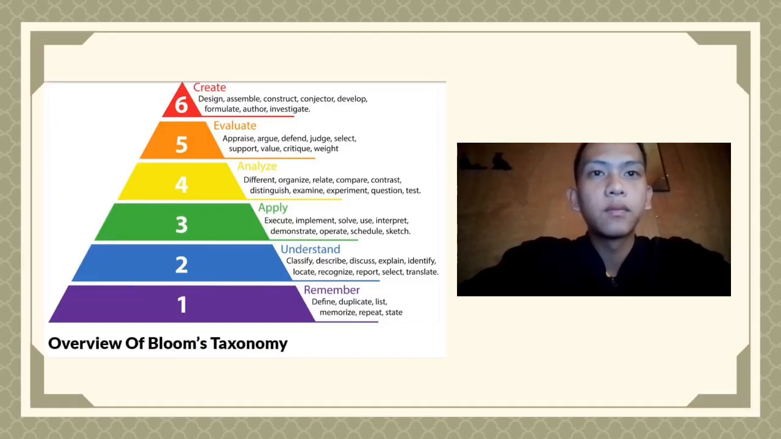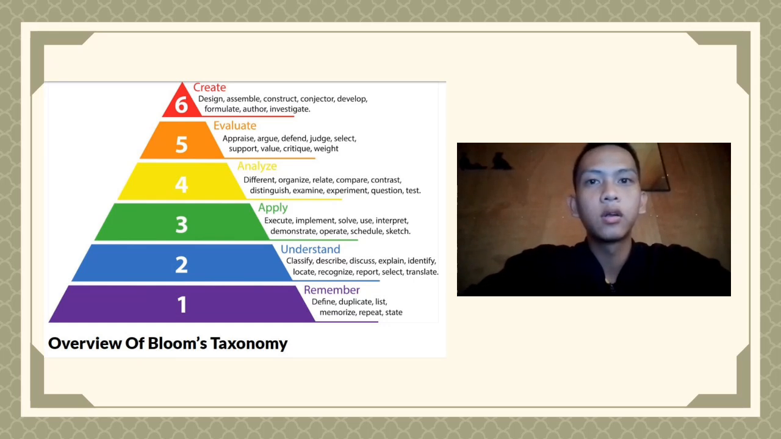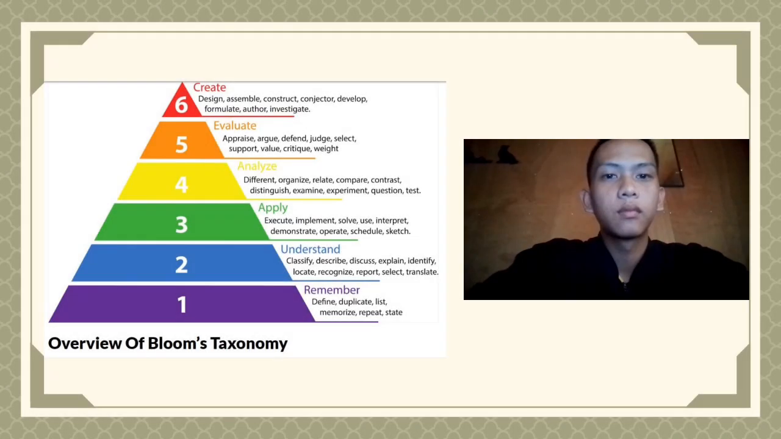So the next topic is the overview of Bloom's taxonomy. So what is Bloom's taxonomy? Bloom's taxonomy is a framework for categorizing educational goals into levels of complexity and specificity. So there are 6 levels of Bloom's taxonomy.